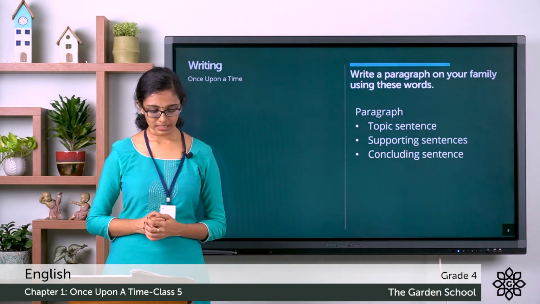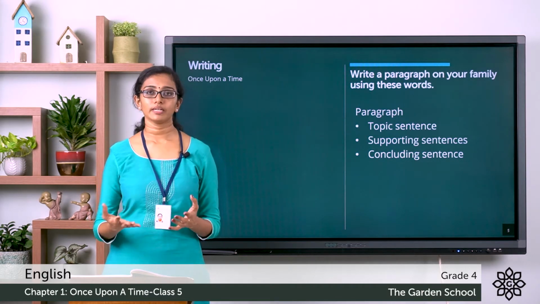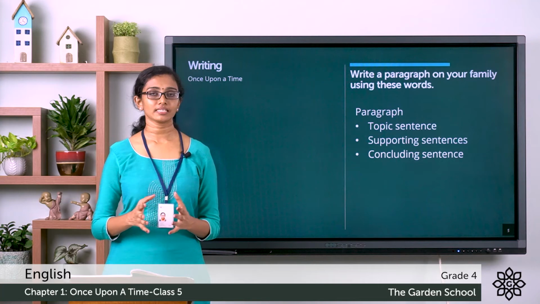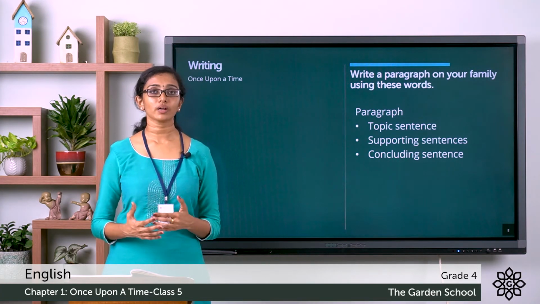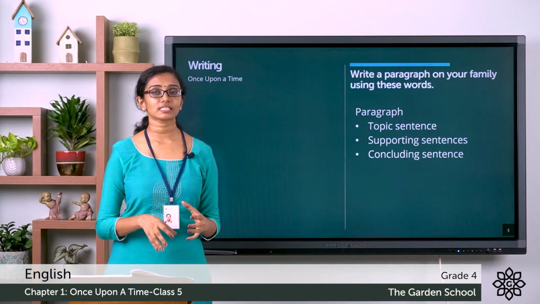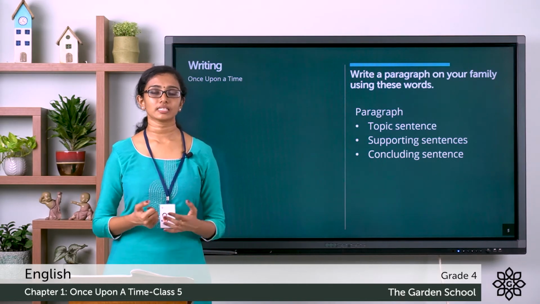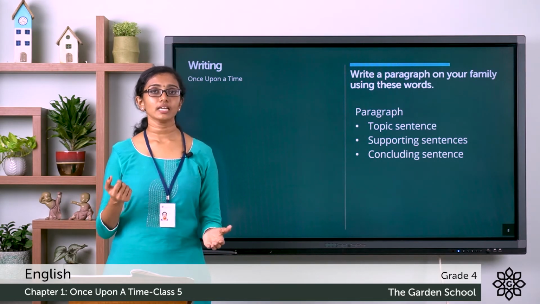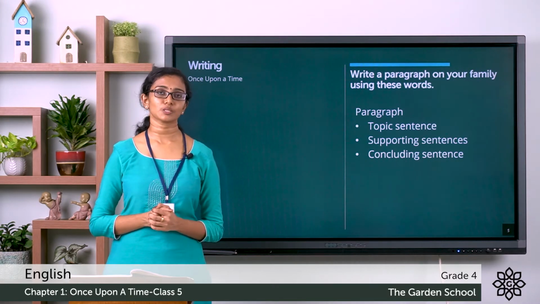Now, the last sentence. I love enjoying Sundays with my family and friends. So, this last sentence is the concluding sentence of this paragraph. It rounds up or concludes the idea or the topic that was discussed in this paragraph. All the sentences between the first and the last sentences, the topic and the concluding sentences, those are the supporting sentences in this paragraph.